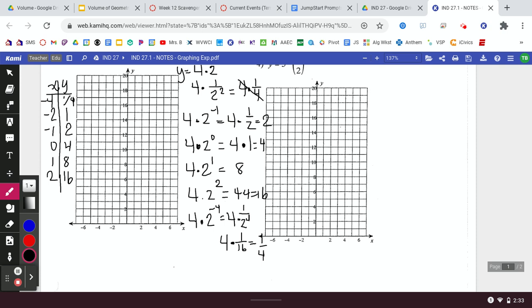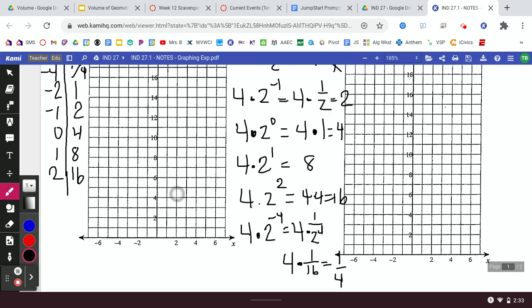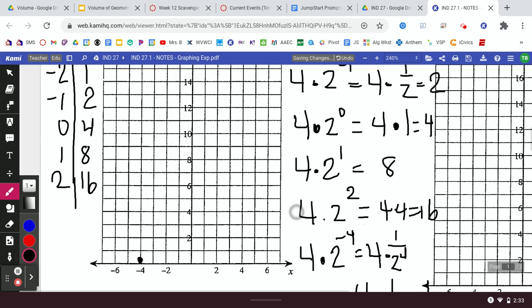Okay? All right, I've got plenty of points now, so I'm going to go over to negative 4 and graph 1/4. Again, that's just going to be right above the 0. It's the best I can do. I'm trying to make this bigger here. So I've graphed my negative 4 point. I skipped negative 3, so now I'm going to go to negative 2, 1. That was that point. Negative 1, 2, 0, 4, 1, 8.